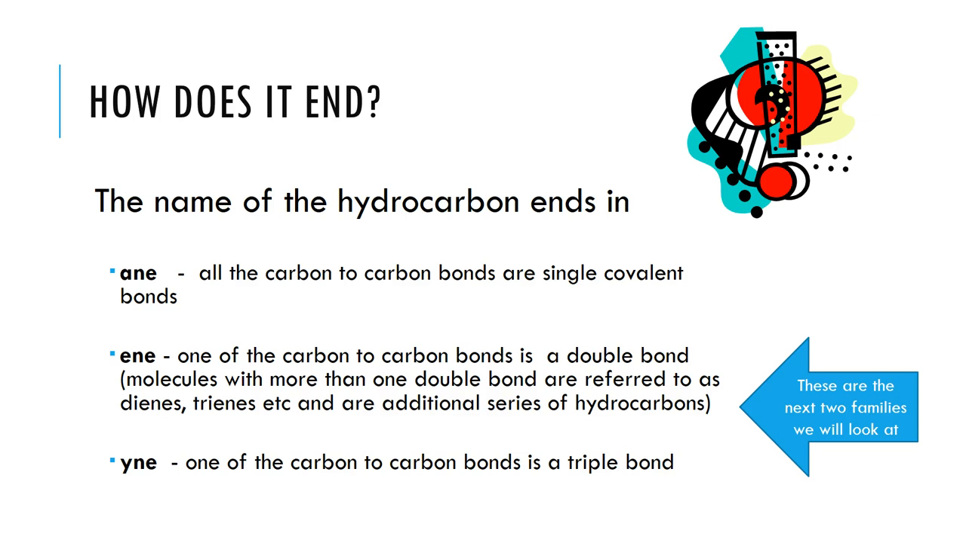Okay, so that was a quick summary. So essentially this is the details. The name of the hydrocarbon ends in an ANE. All the carbon-to-carbon bonds are single covalent bonds. If it ends in ENE, then in the carbon-to-carbon bonds there is a double bond. Molecules that have more than one double bond are called dienes if there's 2, or trienes if there's 3. And then we have INE, which is alkynes, and that means that there's a triple bond in there, so something like this would be an alkyne. This is ethyne.